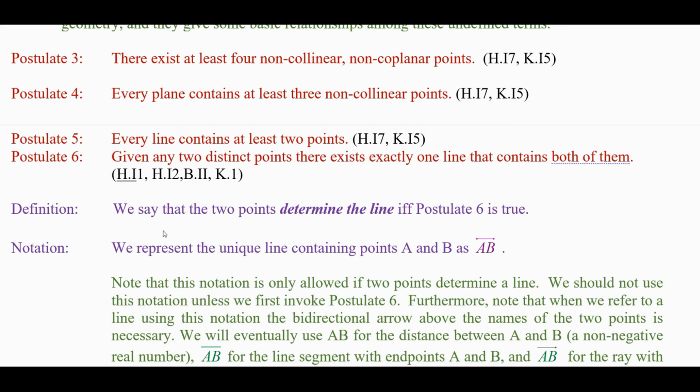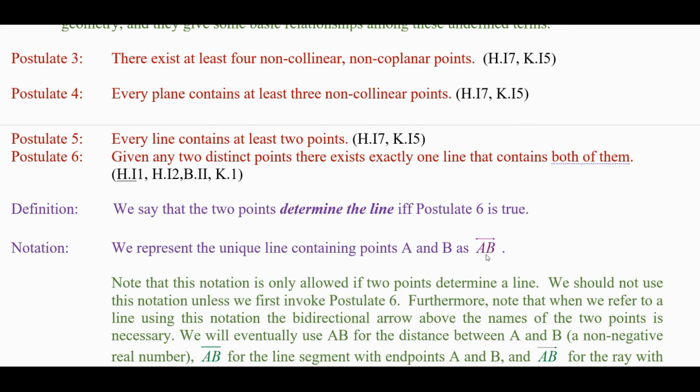We say that 2 points determine the line if and only if postulate 6 is true. So 2 points determining a line means given any 2 distinct points, there exists exactly one line containing both of them. So if there's a unique line containing points A and B, we can call it AB with this little double arrow line thing over the top. That's the symbol we use for line AB.